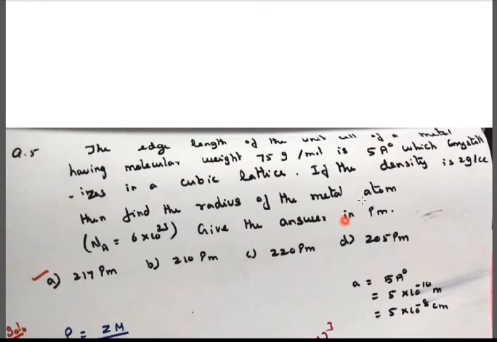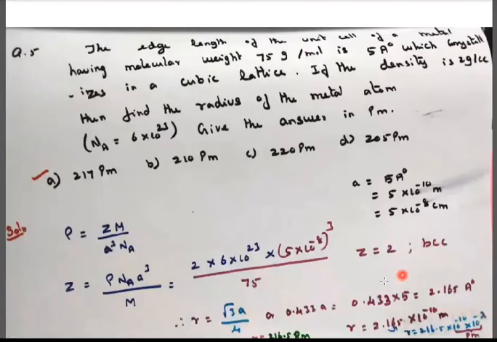So the edge length a is given as 5 Angstrom. An Angstrom is equal to 10 to the power of minus 10 meter. So 5 into 10 to the power of minus 10 meter, convert into centimeter by multiplying by 10 to the power of 2. So it is 10 to the power of minus 8. So 5 into 10 to the power of minus 8 centimeter. That is the a value. We know the rho value. Rho is equal to Z M divided by a cubed into Na. So Z is equal to rho a cubed Na divided by M.